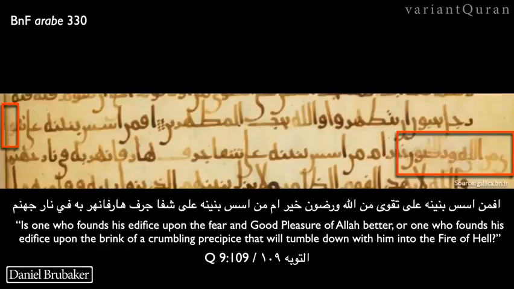This is probably a mid to late 7th century manuscript, not long after the time of Muhammad. And here is the second one, BNF Arab 330. This also is written in a form of a Hijazi script. And as you can see in this manuscript, it's clearly a different scribe, a different handwriting style. This is one of the interesting things about the Hijazi scripts.